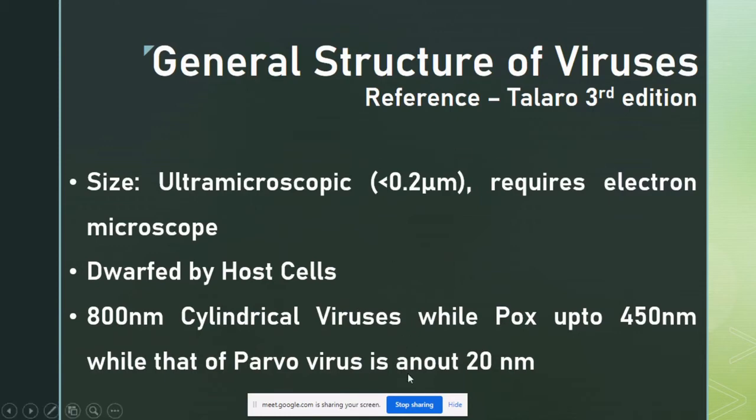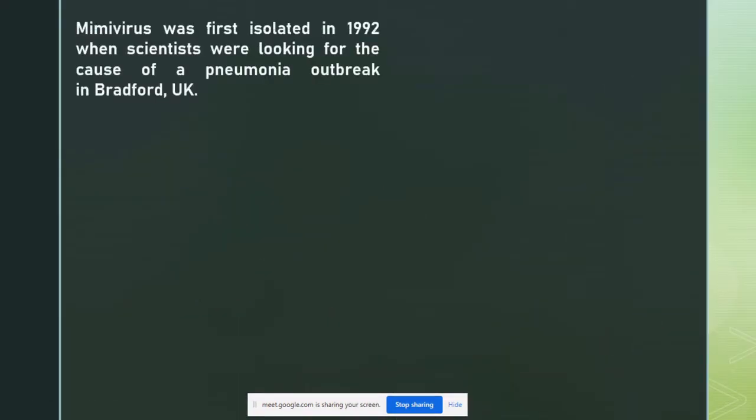I'm sorry for the spelling mistake here. Okay, about 20 nanometer. So coming to the new type of virus, I am not sure if you have heard of this. This is called a Mimi virus. Okay, Mimi virus, and now something called a Mama virus is also known.